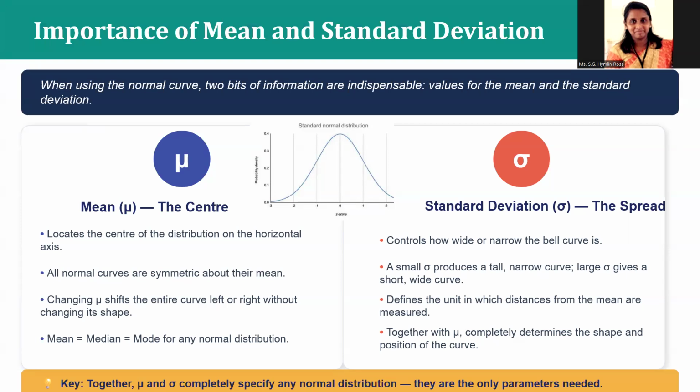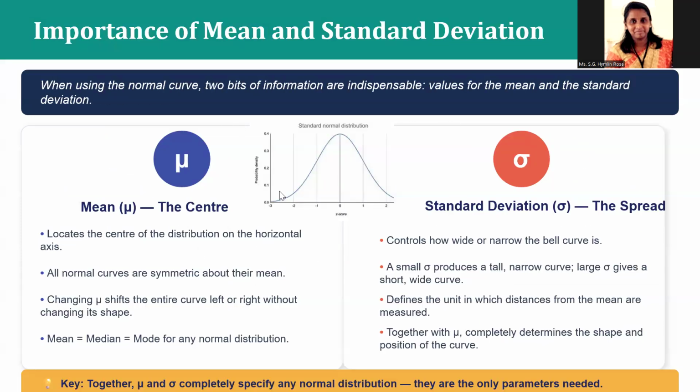This is the role of the standard deviation, the shape or spread parameter. It controls how wide or narrow the bell curve is. It measures the average distance of observations from the mean. Small sigma, a small standard deviation, represents a tall and narrow bell curve. Large sigma represents a short and wide bell curve. It defines the unit in which deviations from the mean are measured. Together, mu and sigma completely specify any normal distribution. These two parameters are definitely needed to define a normal distribution.